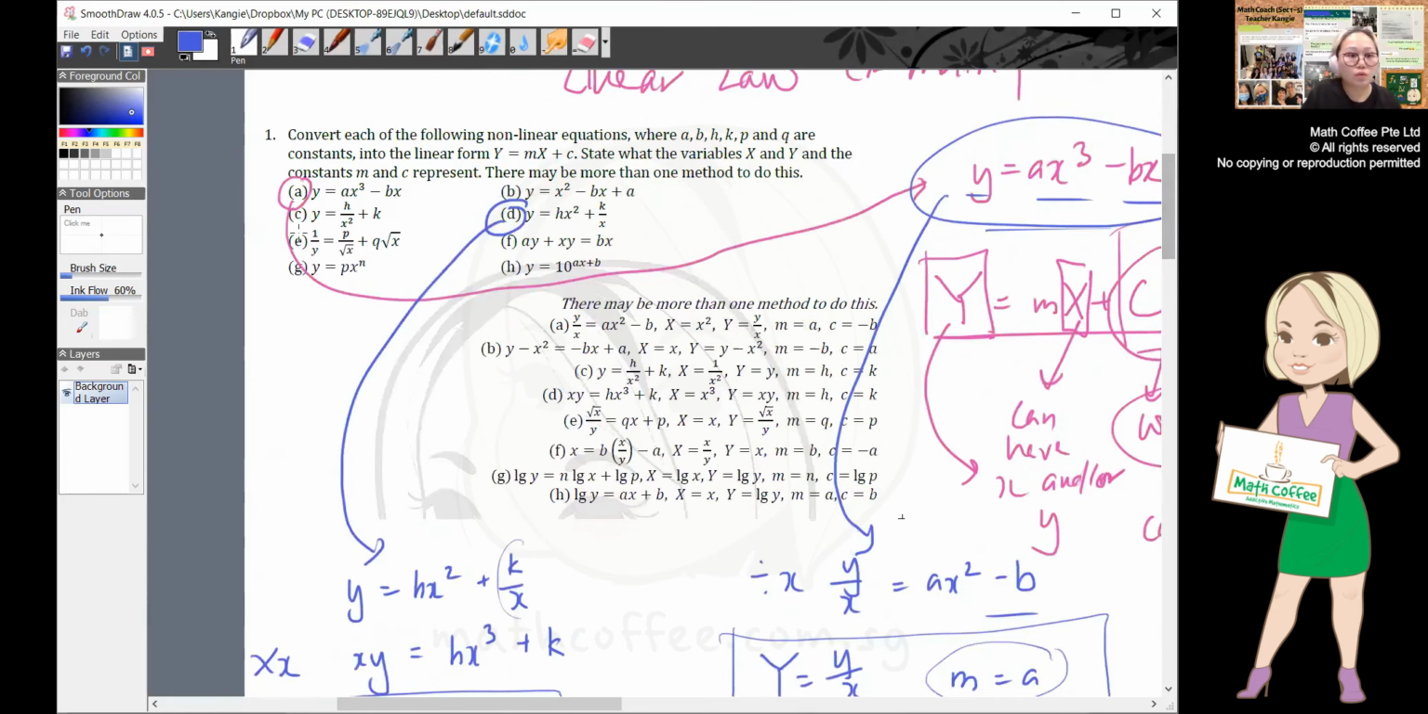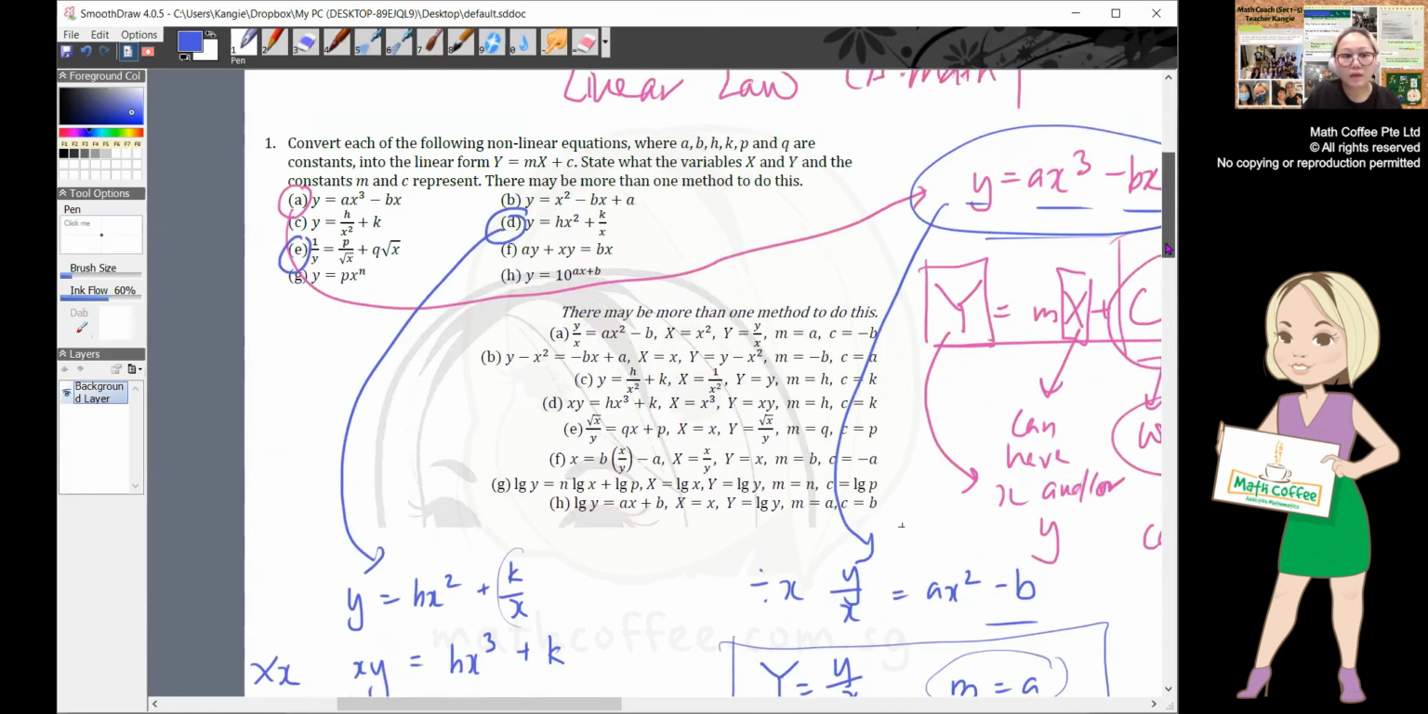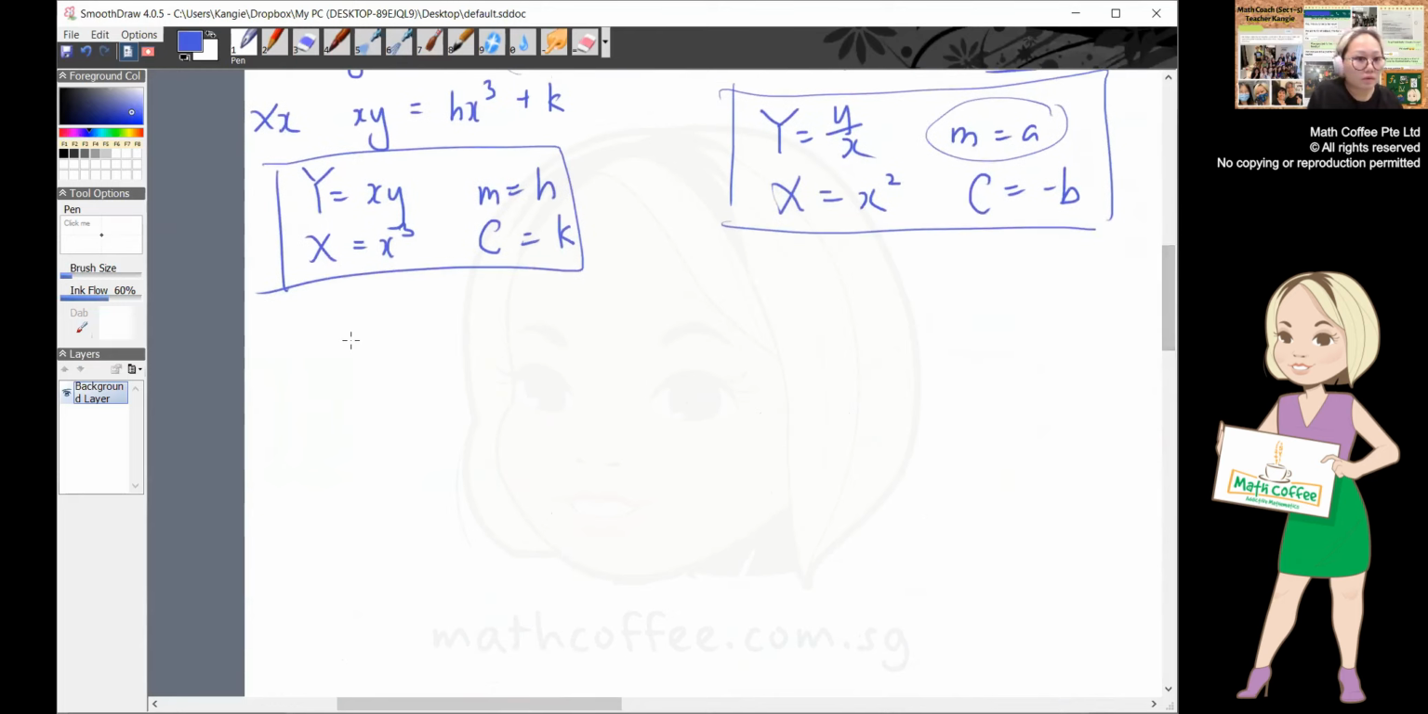Okay, let's move to E. Let me write out the question here. So it's 1 over y equals p over square root x plus q square root x. Then you see, what can I do? A lot of students say, oh, maybe I can multiply. This one actually got 2 times square root x. So I'm going to times square root x, because if I times square root x, this one will disappear.